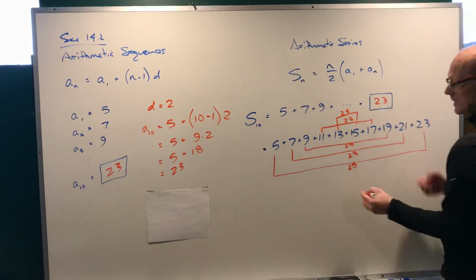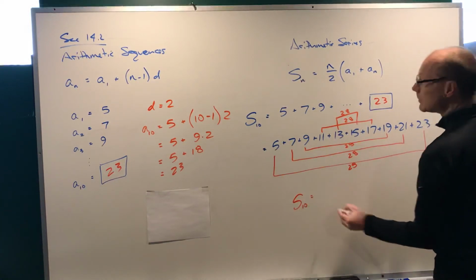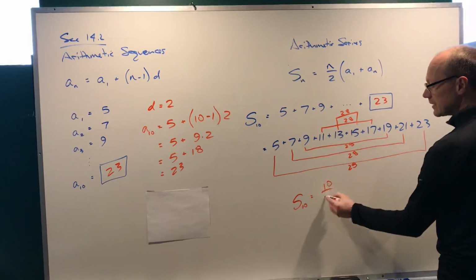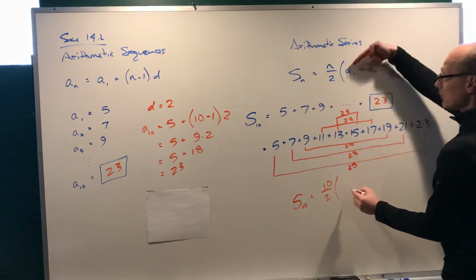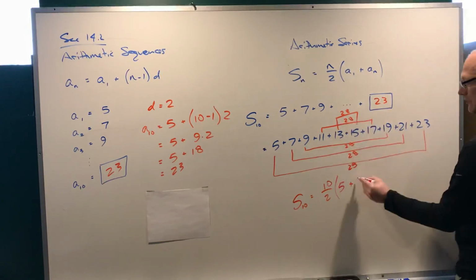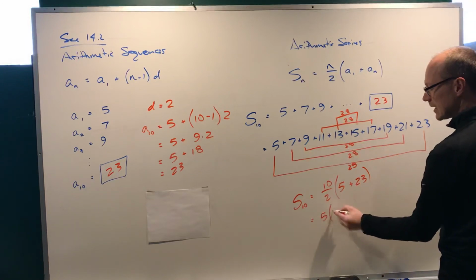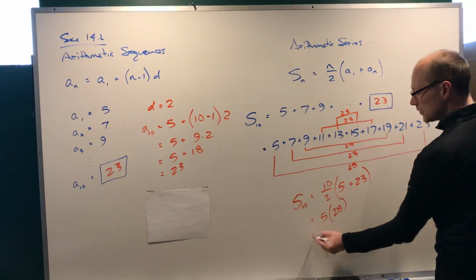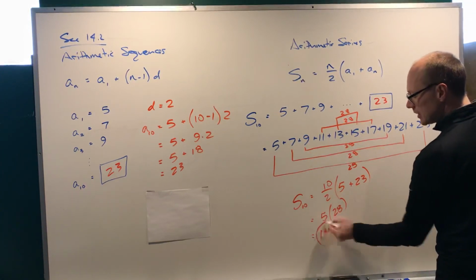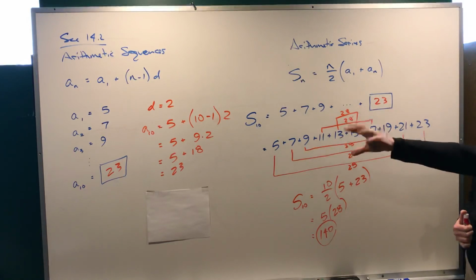So in this case, the sum of our 10 terms is going to be 10 divided by 2 times our first number, 5, plus our last number that we found to be 23. That will be 5 times 28, which is 140. So pretty slick, right? That's arithmetic sequences and series.